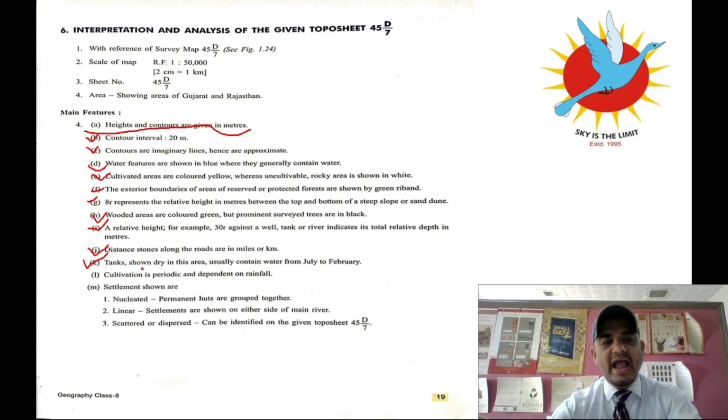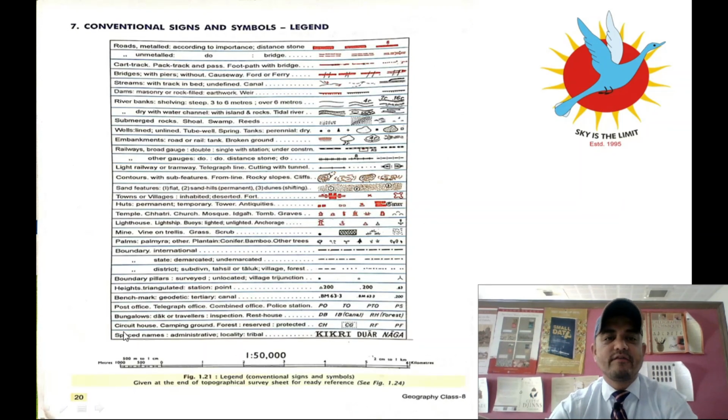Now next one: a tank shown dry in an area that usually contains water, usually from July to February, and the cultivated time period. Then nucleated settlement, then linear settlement, then scattered settlement. It means different settlements and different patterns of settlement. Now in front of you are the conventional signs, symbols and legends. It is a must that you read this, learn this, and understand all these features.